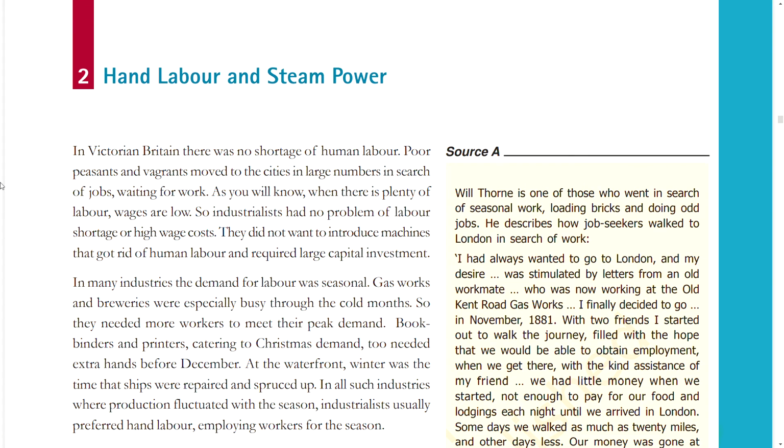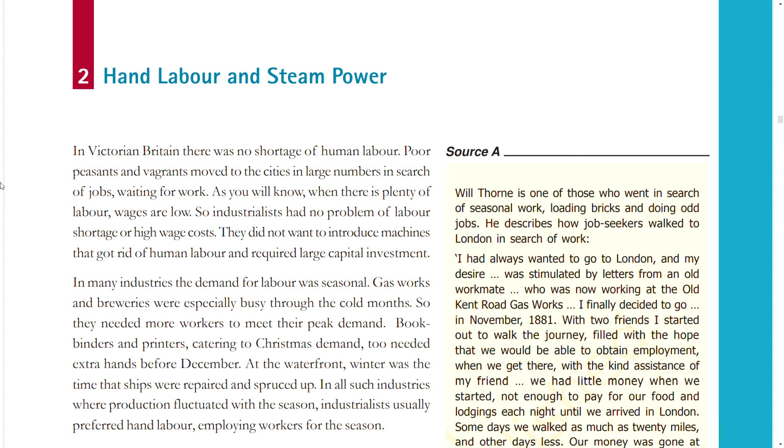In Victorian Britain, there was no shortage of human labor. Poor peasants and vagrants moved to the cities in large numbers in search of jobs, waiting for work. As you will know, when there is plenty of labor, wages are low, so industrialists had no problem of labor shortage or high wage cost. They did not want to introduce machines that got rid of human labor and required large capital investment.